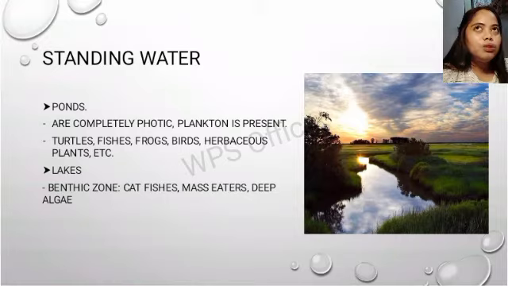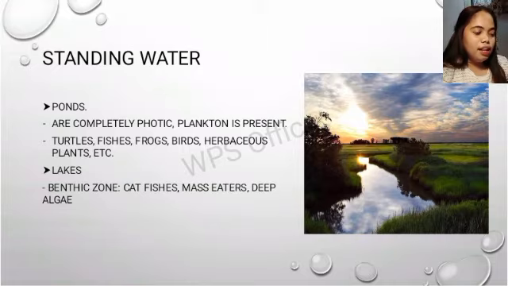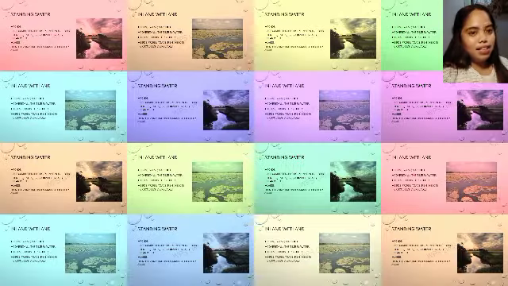Kaya, yung mga area doon sa ilalim, which is the benthic zone na tinatawag. Benthic zone means that it is the ecological region at the lowest level of a body of water. The animals and plants that live on or in the bottom are known as the benthos. So, yung mga nabubuhay dito sa ating lakes is the catfishes, mass eater, and deep algae.